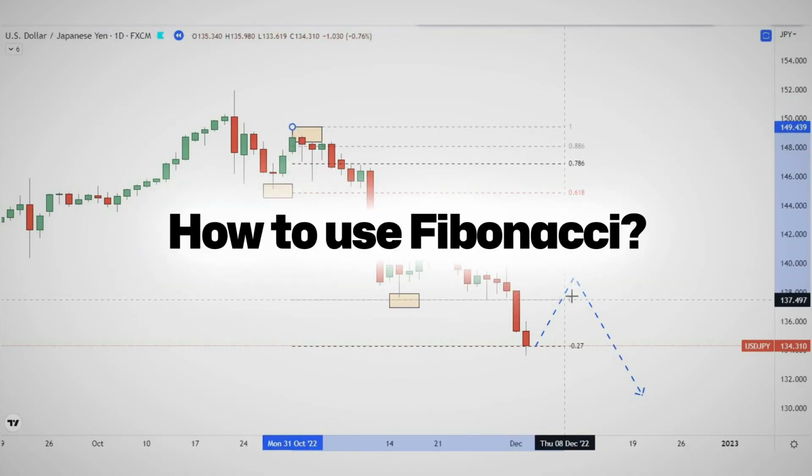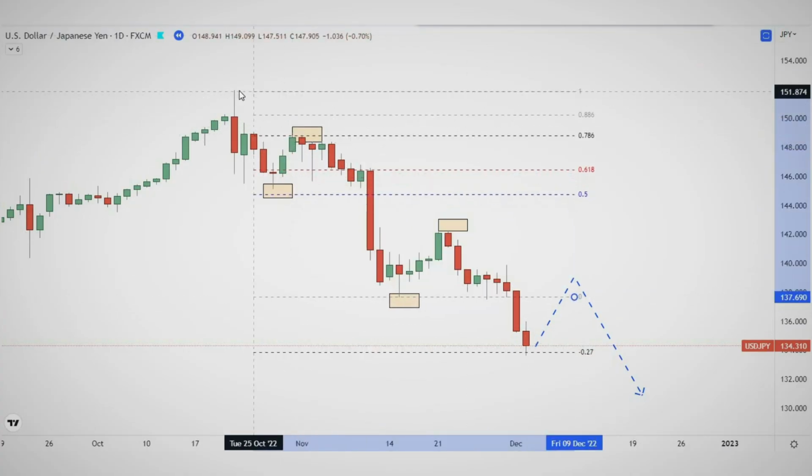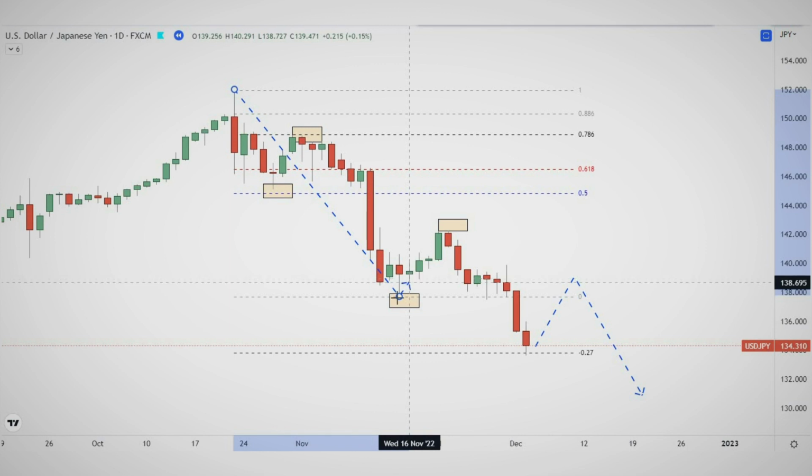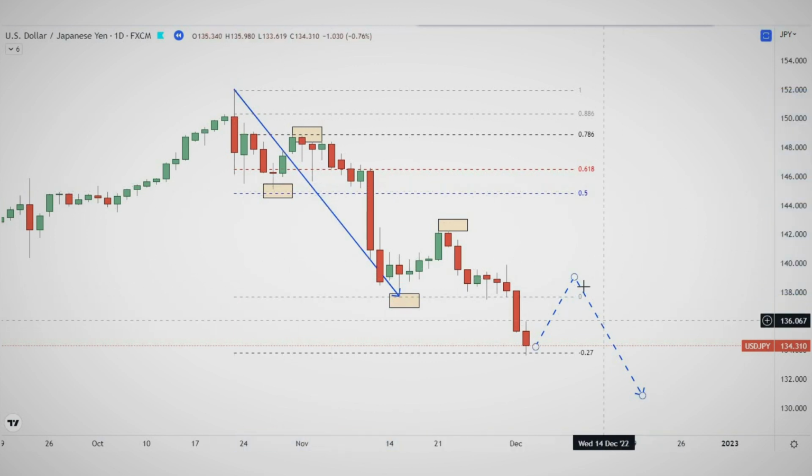How to use Fibonacci? We can start drawing them from the beginning of the downtrend till the last established lower low. The minus 0.27 level is a strong support and price might start to pull back from it.